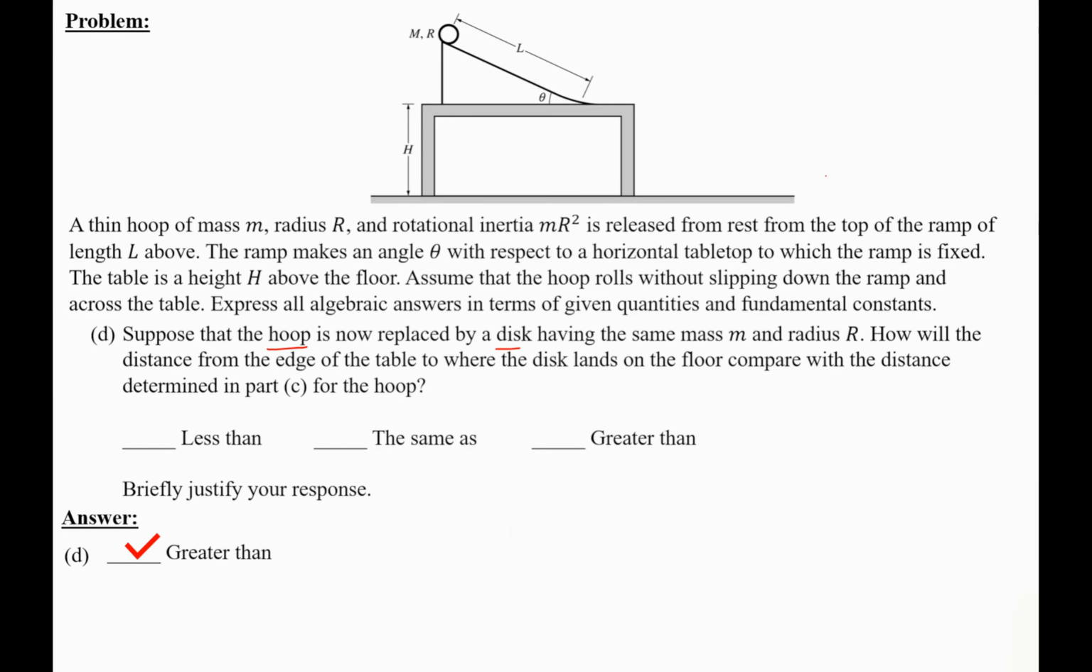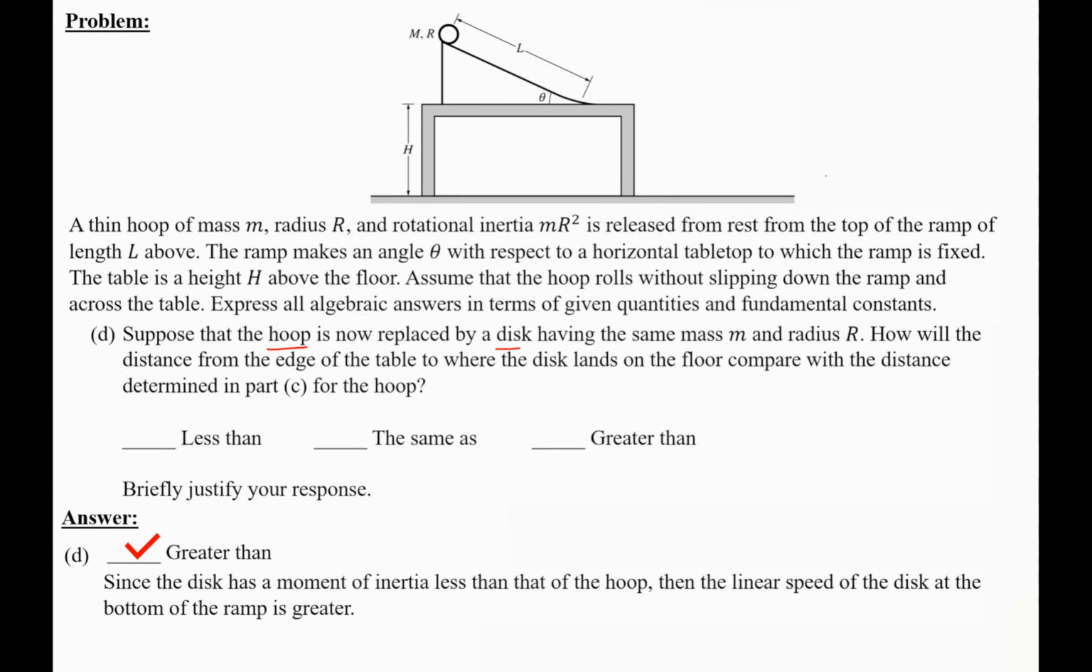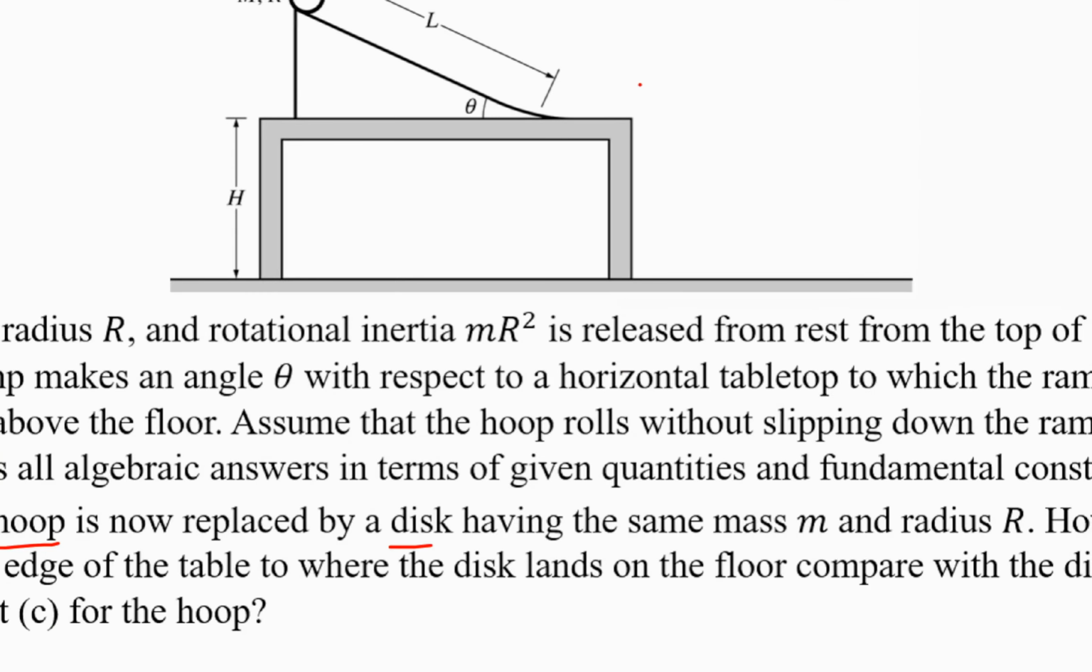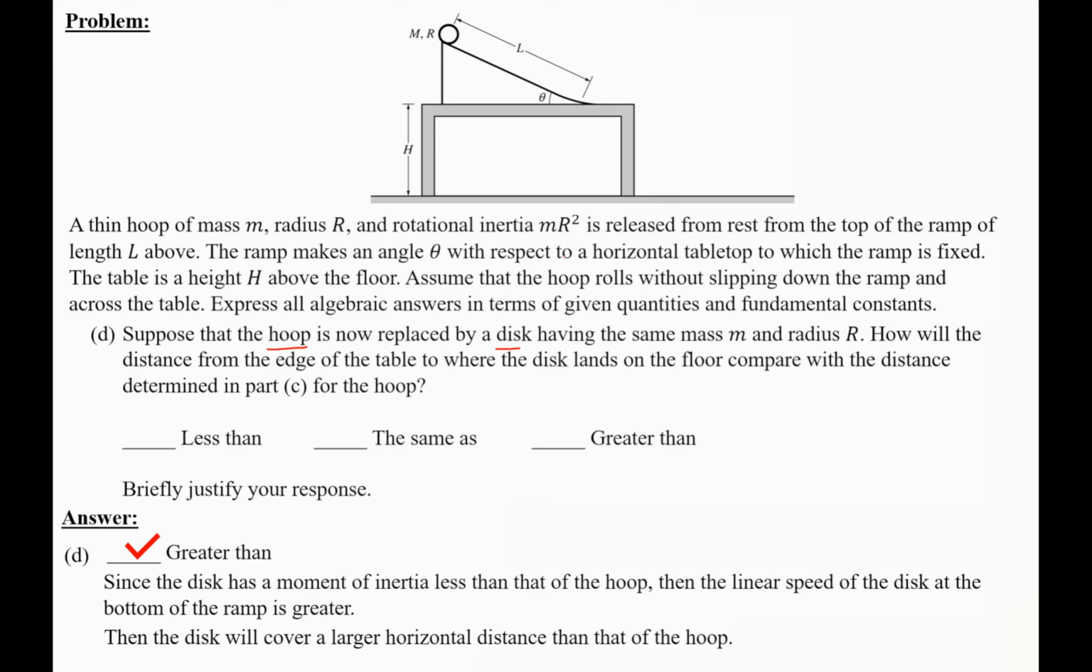So in this case, our choice would be greater than, and we're gonna say that the disk has a moment of inertia less than that of the hoop. Then the linear speed of the disk at the bottom of the ramp is greater. Then the disk will cover a larger horizontal distance than that of the hoop, because simply the speed of the disk at this point is greater than that of the hoop, which makes the horizontal distance covered greater.